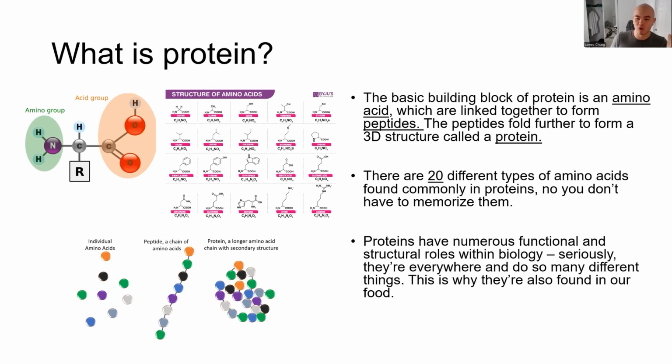Basically there are 20 different types of amino acids that are all found in proteins, and that's the right side of the diagram there. It's not really worth memorizing for this purpose, but that's just a table for comprehension. Proteins as a whole have numerous structural and functional roles within biology. They're everywhere, and they do so many different things from a biological and biochemical perspective. And this is also why they're found in our food. So that's just a basic overview on proteins and amino acids.